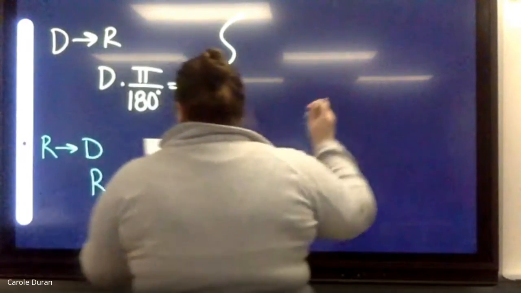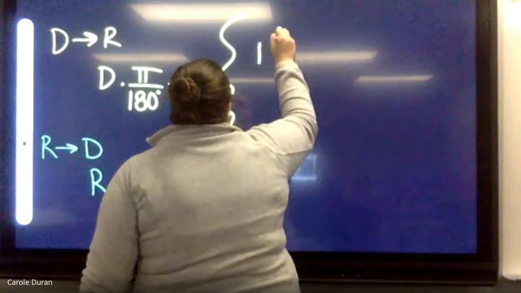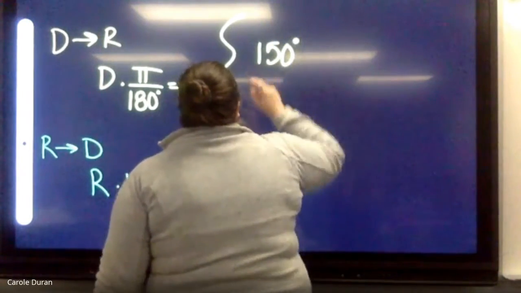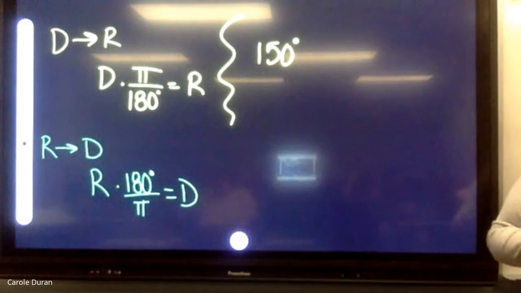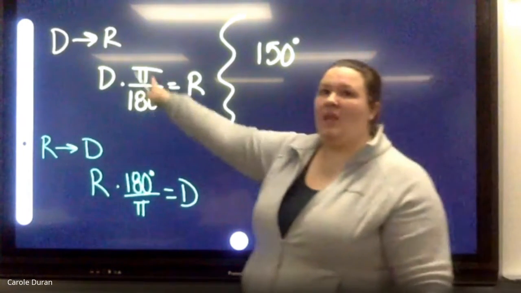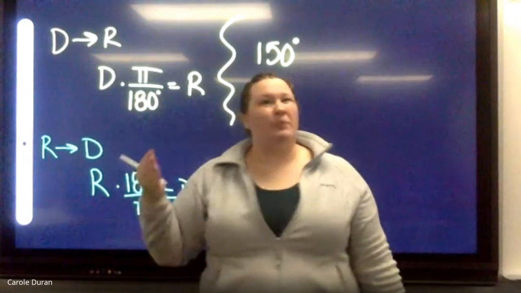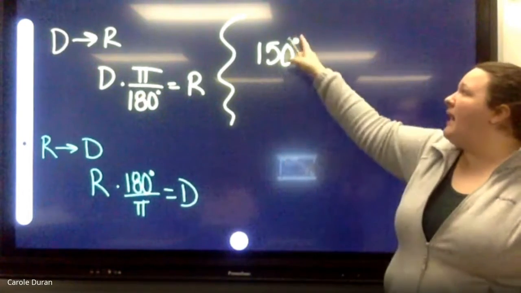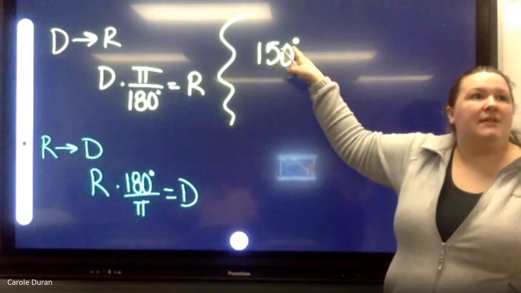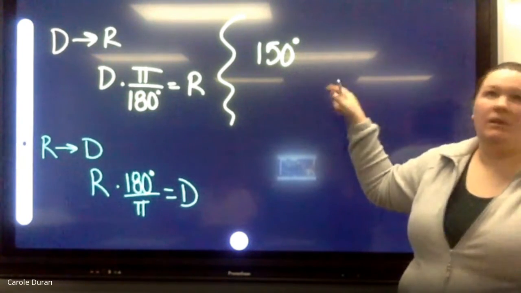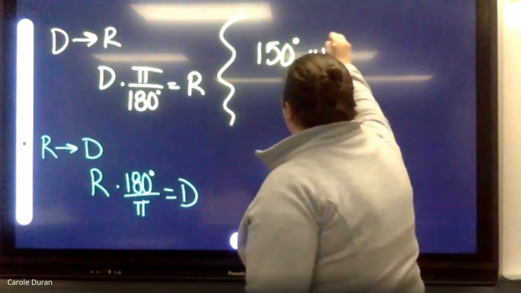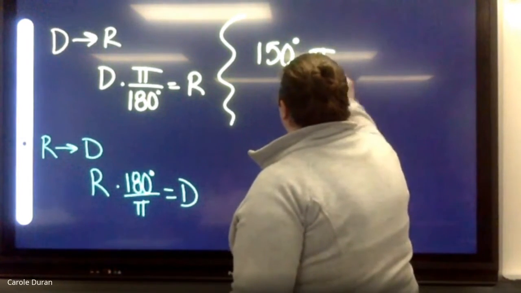So for example, let's say that I'm starting out with 150 degrees and I would like to change 150 degrees into its radian equivalent. So I'm going to multiply by what? Pi over 180. A really good way to remember this is that whatever unit I have on top is the unit that needs to be in the bottom of whatever I multiply by. So I'm multiplying by pi radians over 180 degrees.